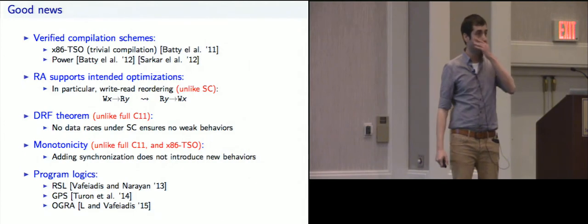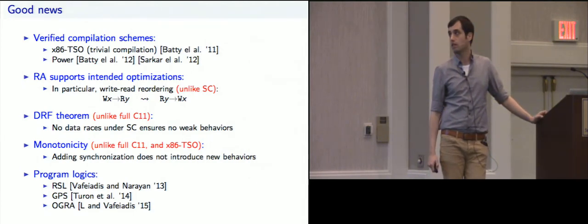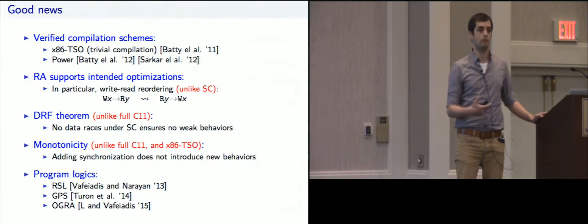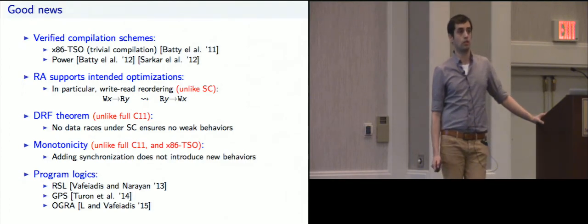Now, the good news about this memory model is that it's not that crazy. It's relatively well behaved. First, as a part of C11, it has verified compilation schemes to the hardware of TSO and Power. It supports the intended optimizations, and in particular, write X, read Y can be reordered by the compiler, let's say, to read Y, write X, and then continue with further optimizations. It enjoys the DRF theorem, unlike the full C11. If there are no data races under SC, then you're guaranteed that there are no weak behaviors. So even without understanding anything about the weak memory, once you prove that your program has no data races under the sequential consistency memory model, you know that you don't have any non-sequentially consistent behaviors.